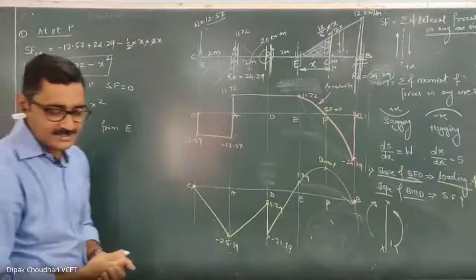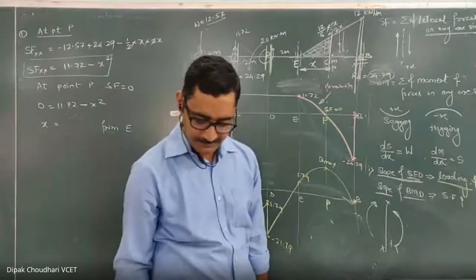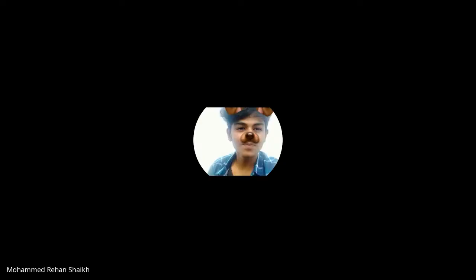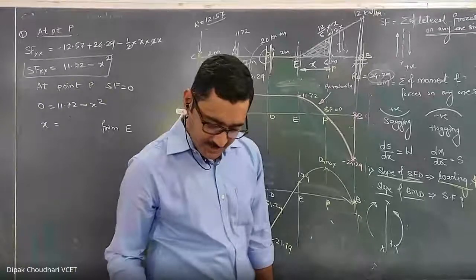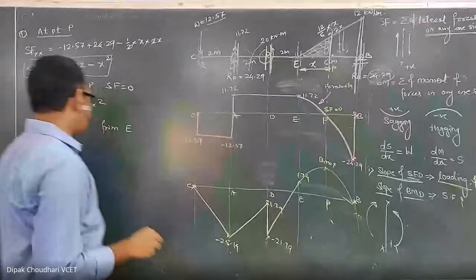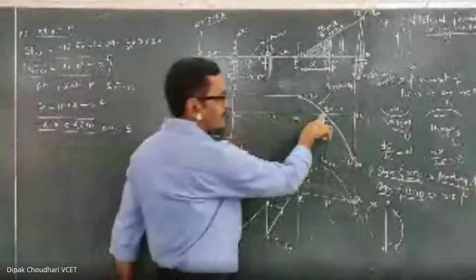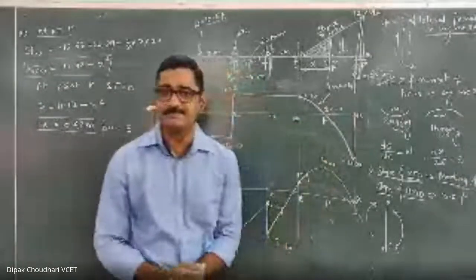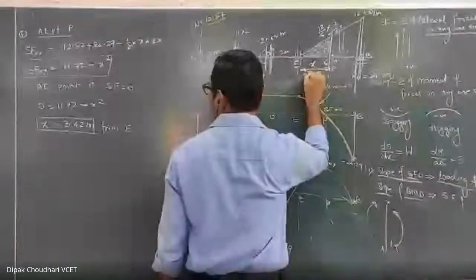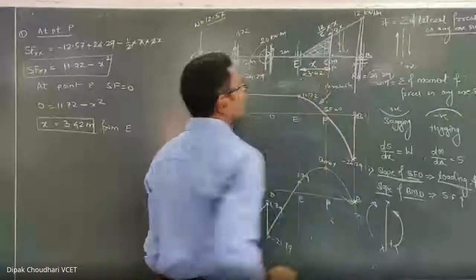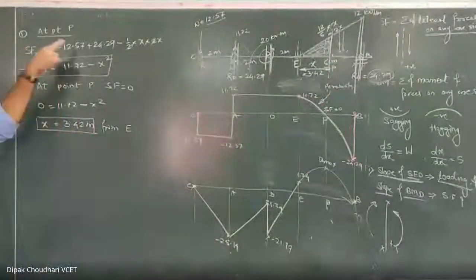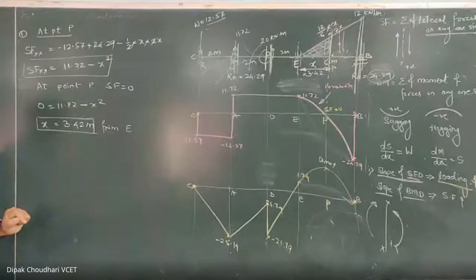कितना आता है वो distance? Tell me. 3.42, correct. It is 3.42 meter. Yeah, so at a distance of 3.42 meter from E, the shear force is 0 and bending moment will be maximum. ये x का value आ गया मुझे. It is 3.42. Clear? क्या किया मैंने? Shear force का equation लिखा, and from the shear force equation, I have equated it with 0 and I got the value of x.